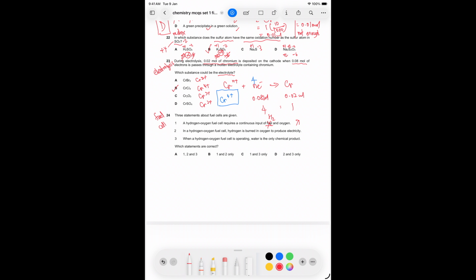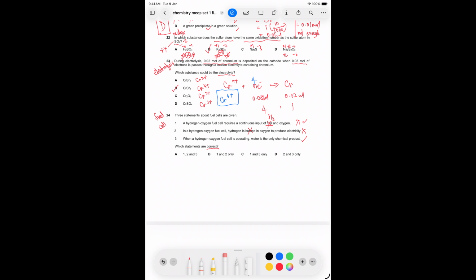Next, statement 2. Hydrogen and oxygen fuel cell: hydrogen is burned in oxygen to produce electricity. They don't burn, they actually undergo a chemical reaction. So most likely it's wrong. Statement 3: when a hydrogen oxygen fuel cell is operating, water is the only product. So this makes sense. Which statements are correct? Since there is no option 3, I think most likely I will be leaning more towards 1 and 3.